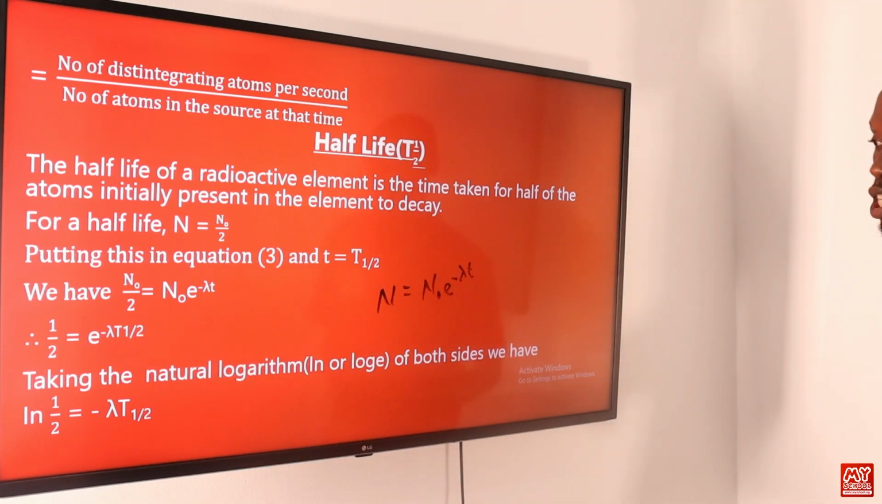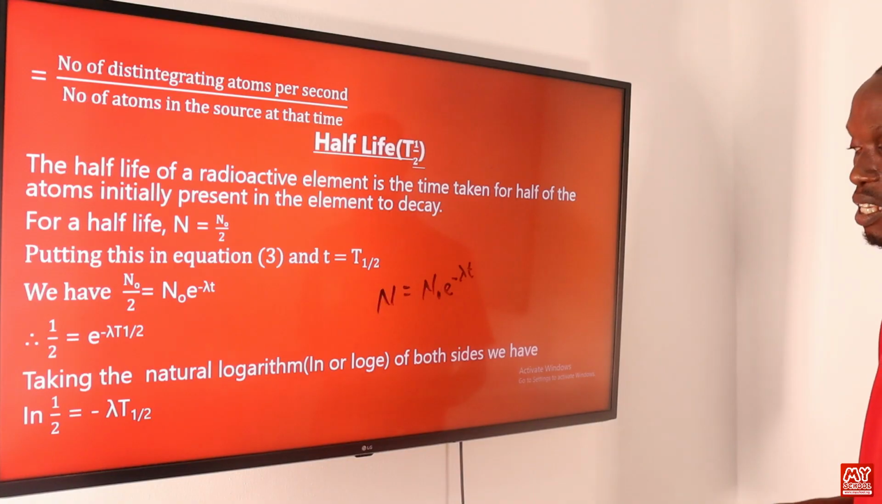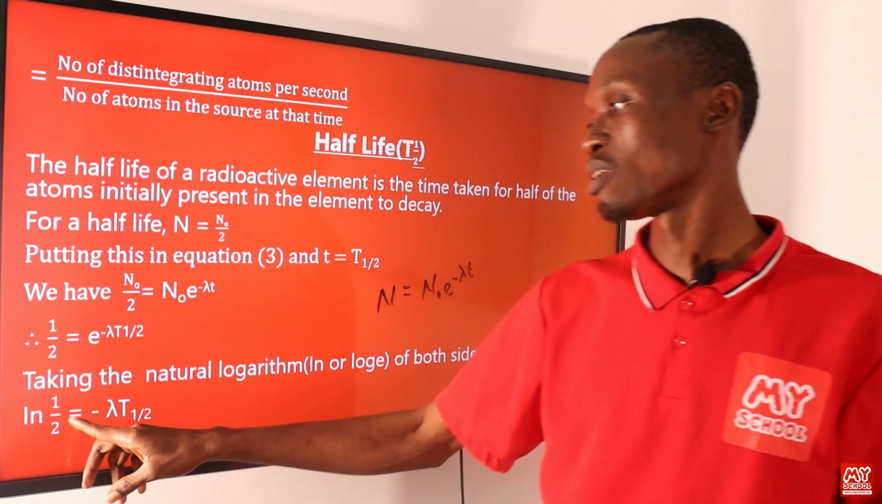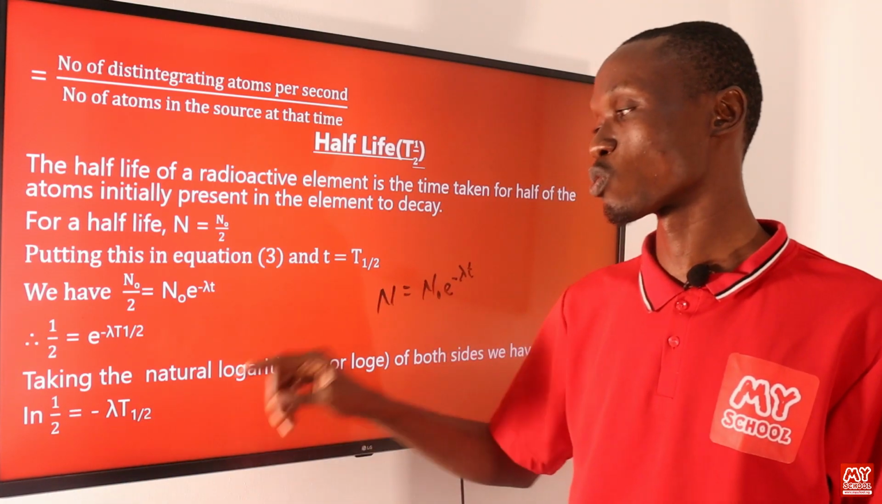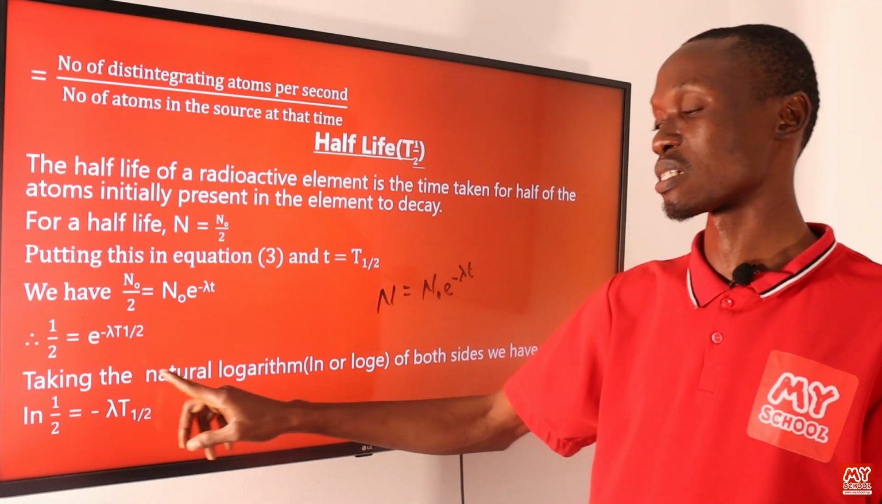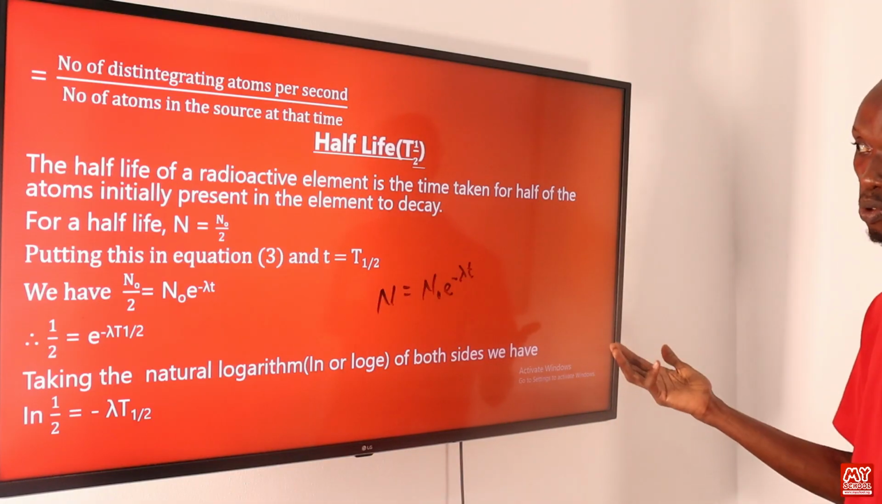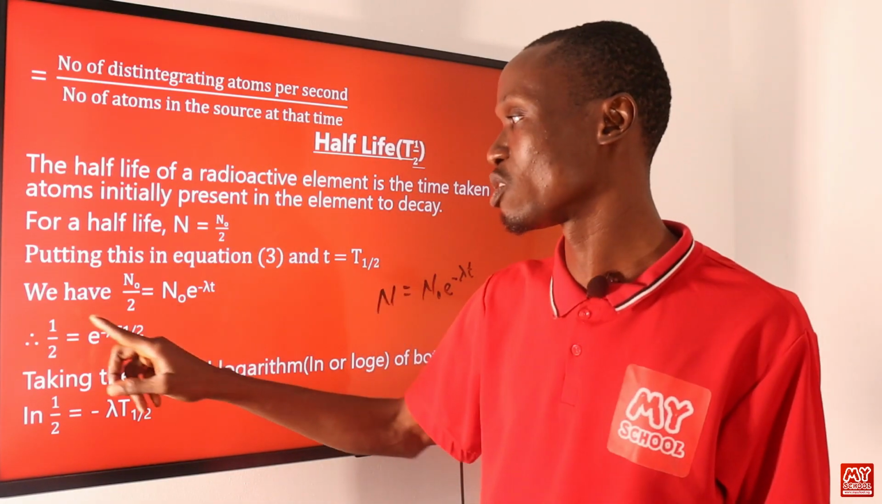Right? Now, taking the natural logarithm, that is ln or log e, of both sides, we have that ln 1 over 2 is equal to minus decay constant times half-life. Okay, so just take note of that. Now, this is how we obtain this 1 over 2.